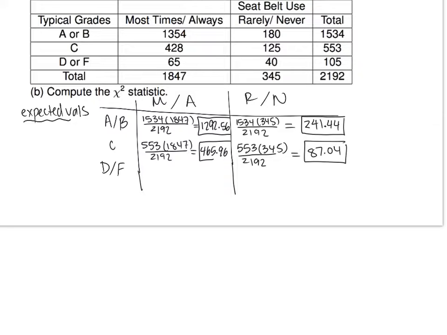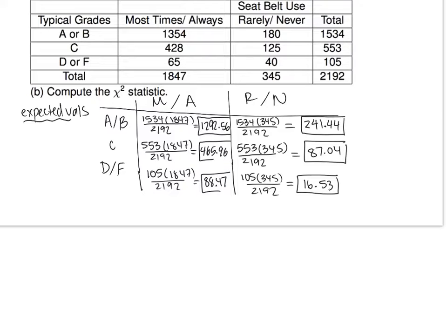I thought she said 37 as well. Yeah, that wasn't just me. Yep. And the last one, we have row total, which is 105. Column total is 1847 over 2192, which is, I got 88.47. And the last one, row 105, column 345 over 2192, which is, I got 16.53.